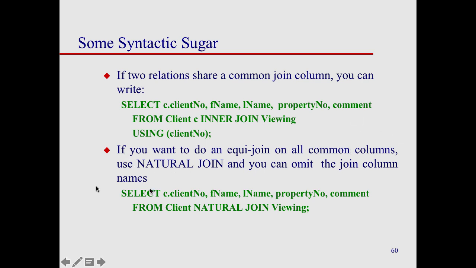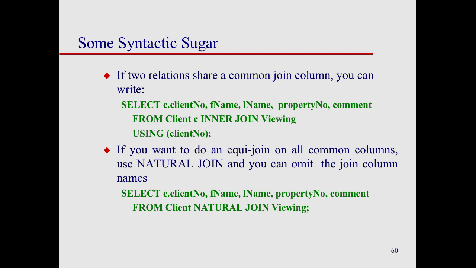Okay. And then if you want to include all of the columns with the same name from both relations, you can do it even simpler. It's called a natural join. So here we're simply saying from client natural join viewing, and what that will do is find all the column names that are common to client and viewing, and it will perform the join on all such common columns. Now, that means they have to have the same domain type. If they don't, then you'd probably get an error message. So that's the simplest way to write it.